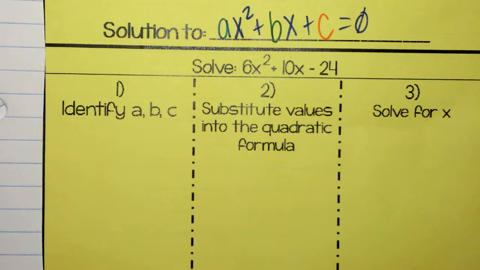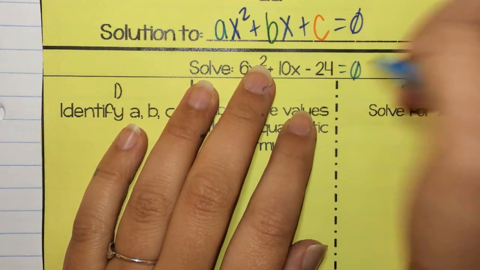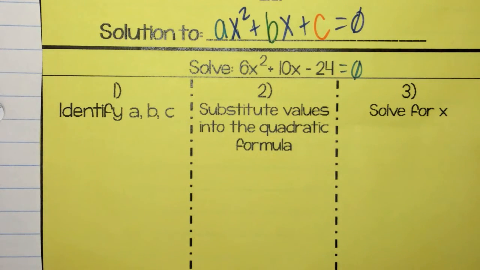Alright, so the first thing we do is we identify A, B, and C of our problem. So this is our quadratic, and we're going to say that it's equal to 0 because otherwise it's going to drive me insane. Dalen, please don't stare at her.